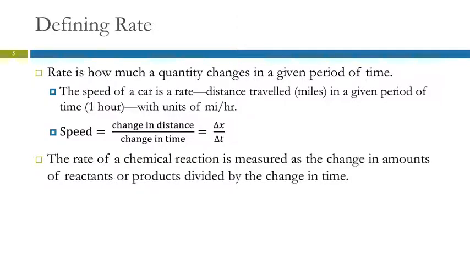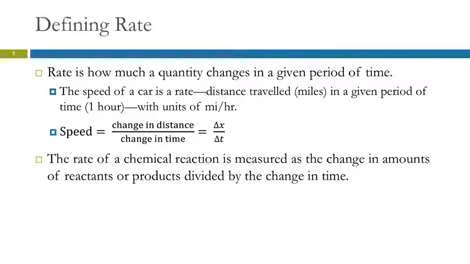So we use the concept of rate in everyday life. We think about the rate of speed, the rate of travel, so how fast a car is going. We usually measure that in something like miles per hour. It's distance traveled in a given period of time. So that's a rate. It's how much a quantity changes in a given period of time. So for speed, the quantity would be distance, and the period of time would be designated probably as an hour.